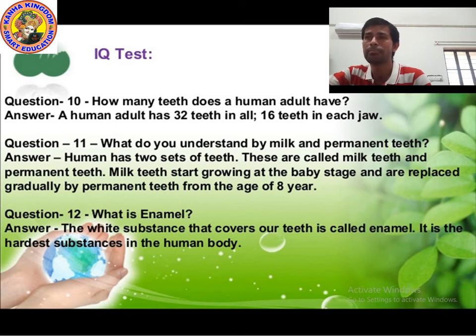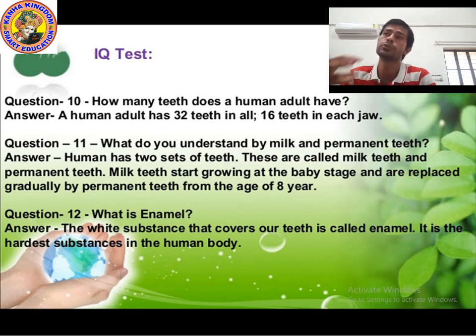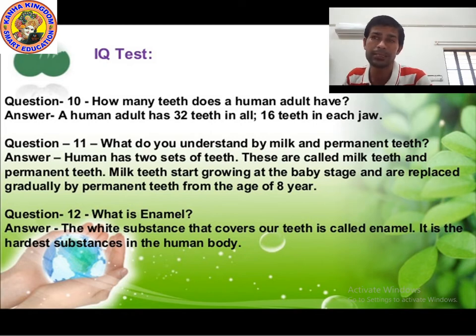Milk teeth are replaced by the second set of teeth known as permanent teeth. So humans have 2 sets of teeth, called milk teeth and permanent teeth. Milk teeth start growing at the baby stage and are replaced gradually by permanent teeth from the age of 8 years. After 8 years, permanent teeth start to grow.